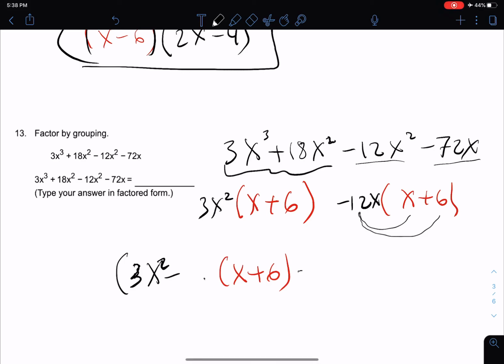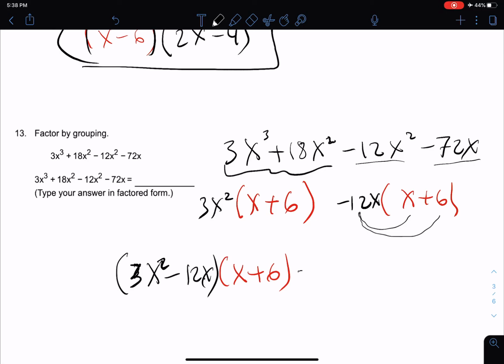3x squared minus 12x. Now you might get that and feel all happy and good, and then you put it in and it says you got it wrong. Now you're mad, right? Well, I'd be a little mad too. But the thing is, you're missing something. This is factor by grouping, and you have to factor completely. The question is, will anything factor anymore? Are there any more common factors?